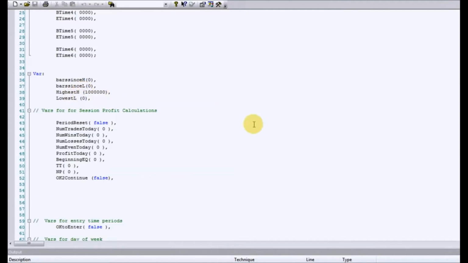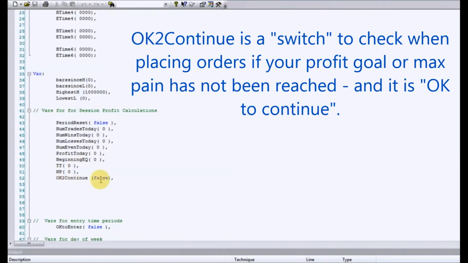Yeah. Right. Here are the variables for the session profit calculations. It's just number of trades, wins, losses, evens. What's the profit for today? What's the beginning equity in the account at the beginning of the session? This is the total trades. This is the net profit. And then I have a switch here called OK to continue trading. That's the one that says, if I haven't maxed out my losses or made my goal, it's okay to trade. And you'll see we check that in the actual coding.